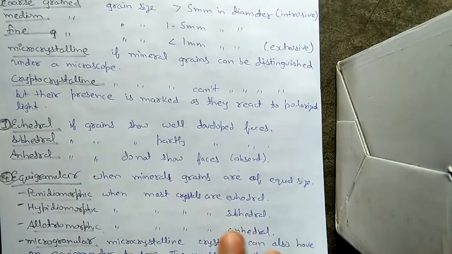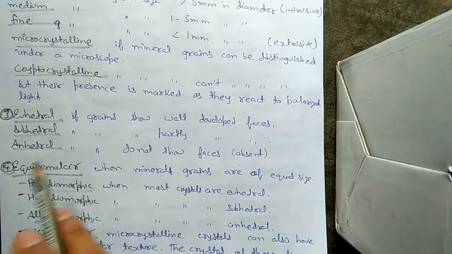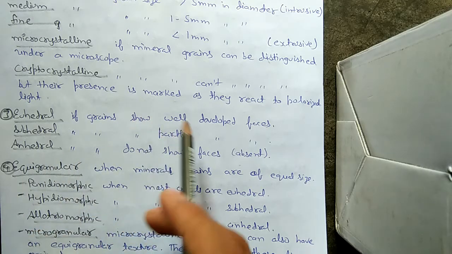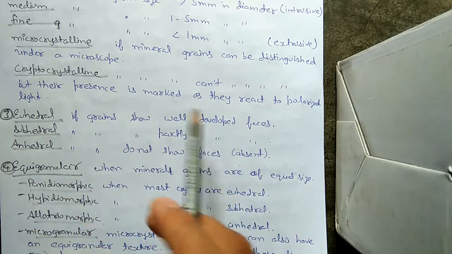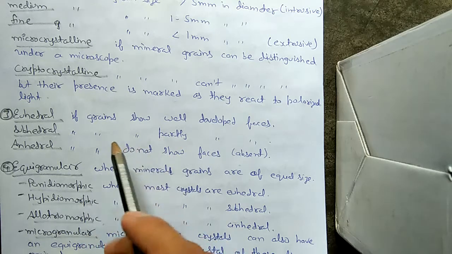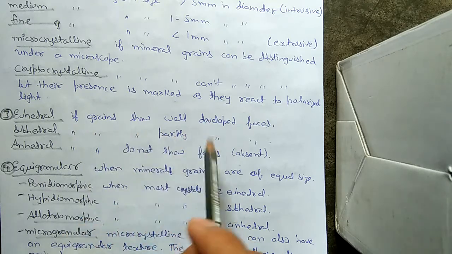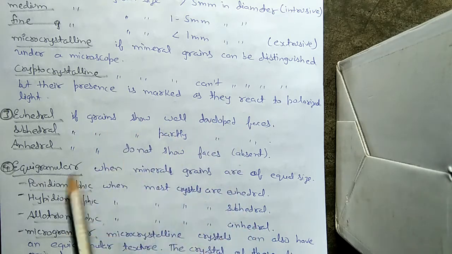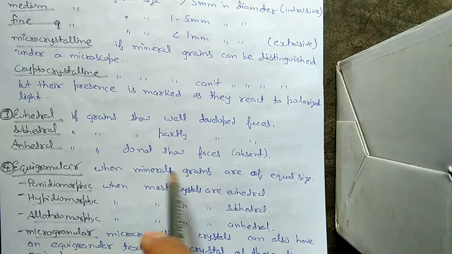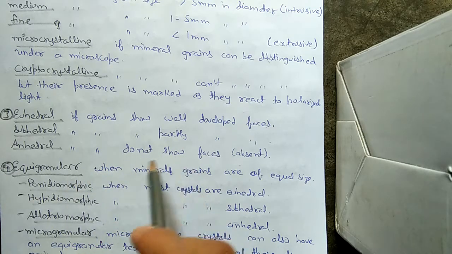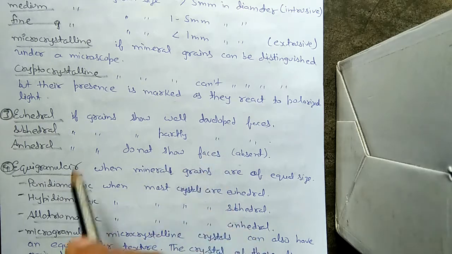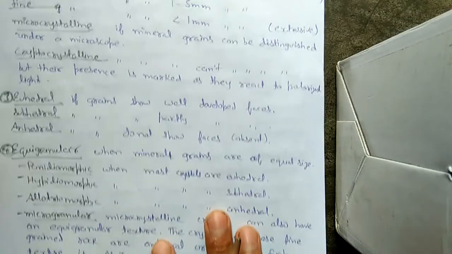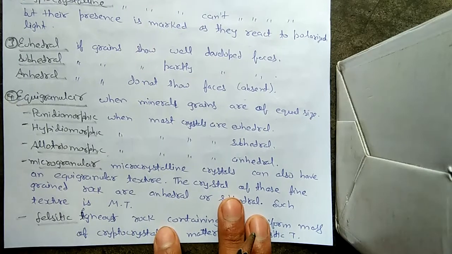Okay, the third categorization is euhedral, subhedral, and anhedral. If grains show well-developed faces, the texture is called euhedral texture. If grains show partly developed faces, then the texture is subhedral. And if the grains do not show faces and the faces are absent, then the texture is called anhedral texture. The fourth categorization is equigranular.